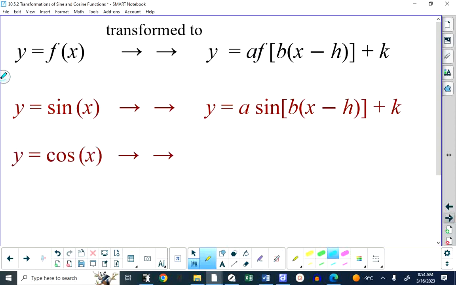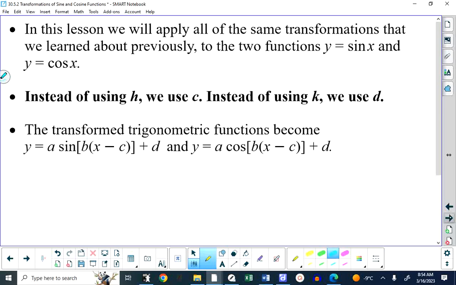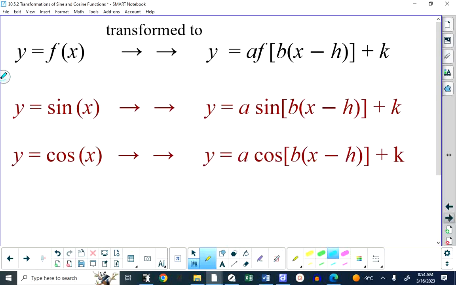And if we do the same thing with cosine, of course, you're going to get this. However, instead of using h, we use c, and instead of using k, we use d. Now, there might be a number of reasons for it. I think the primary reason is when we talk about trigonometry, the letter k is for period. So I think somebody has decided somewhere along the line that we're going to use not these two, but these two instead.